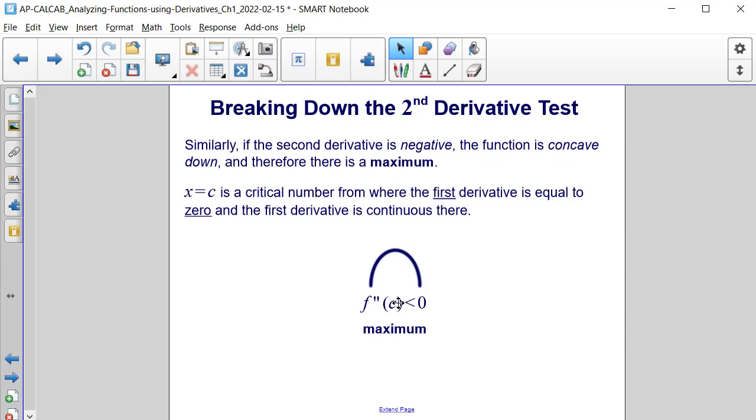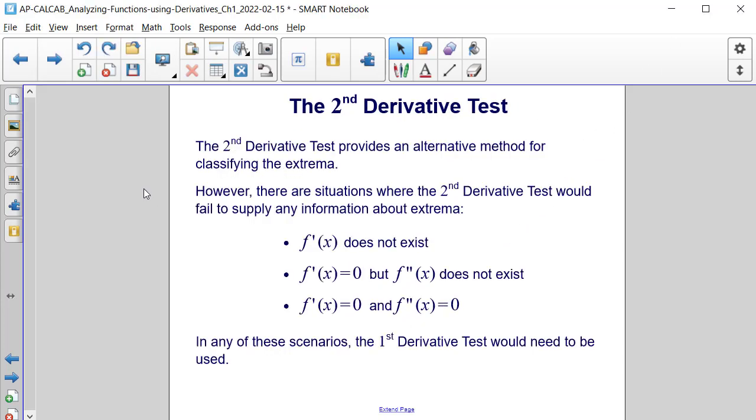Similarly, if the second derivative is negative, the function is concave down, and therefore there's a maximum. So if f double prime of c is less than 0, then you have this shape and you have a maximum. x equals c is a critical number from where the first derivative is equal to 0 and the first derivative is continuous there. The second derivative test provides an alternative method for classifying the extrema.